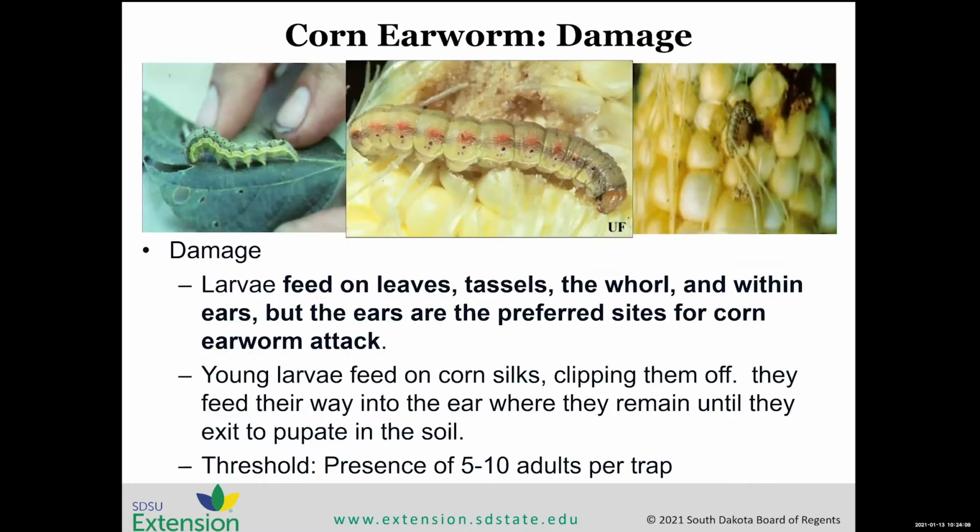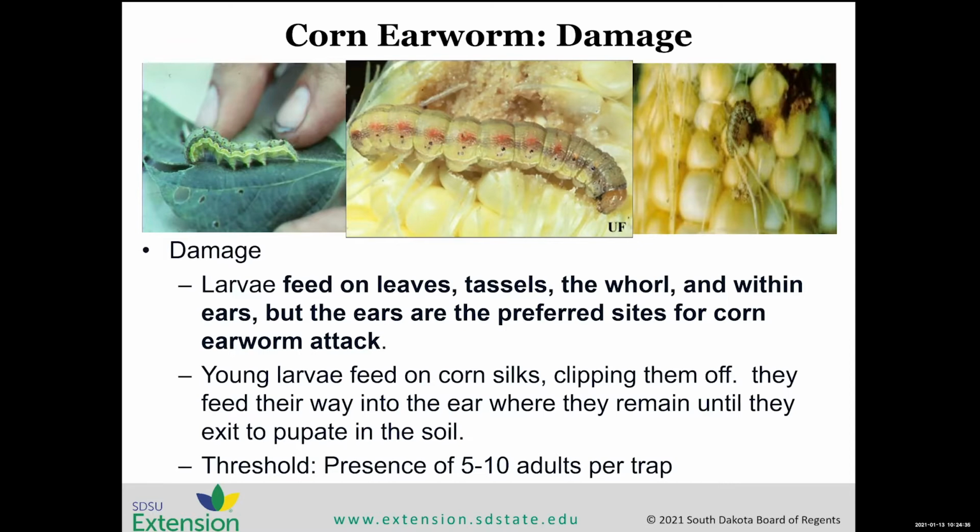Damage caused by the corn earworm. The larvae feed on leaves, tassels, the whorl, and within ears, but the ears are preferred sites for corn earworm attack, hence its namesake. The young larvae feed on corn silks, clipping them off. They feed their way into the ear, where they remain until they exit to pupate in the soil. So you can see the pictures there of them in that corn ear.